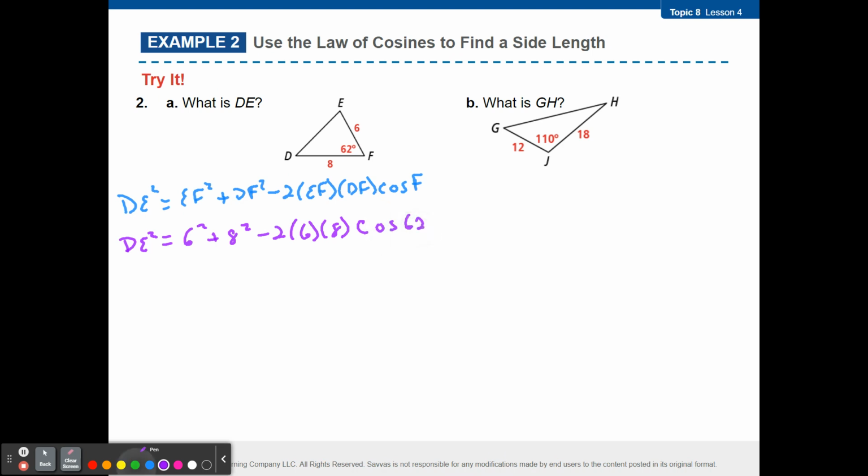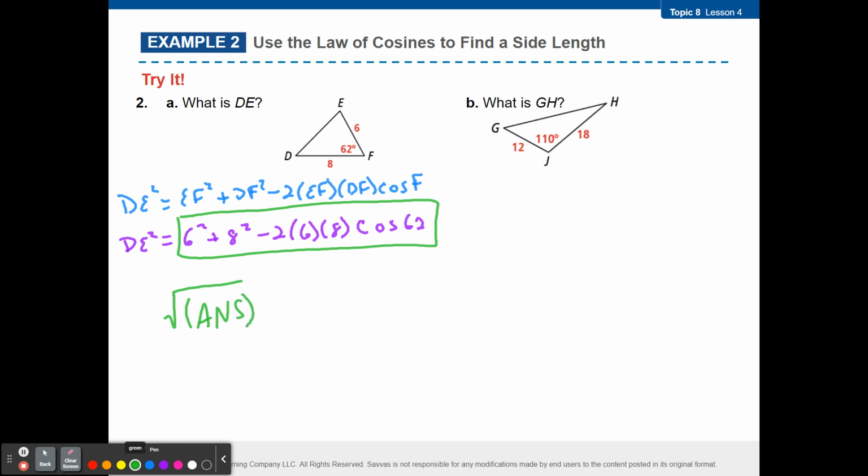So again, remember, this goes in your calculator. Then you're going to take the square root, parentheses ANS. The reason I'm square rooting is because this is squared, so I had to take the square root of both sides. Now someone tell me, what does DE approximately equal? Emma? 7.4. That sounds right. I want you guys to try B.